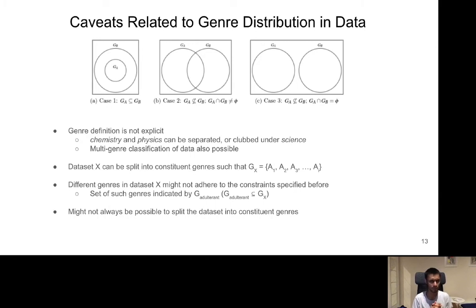So we previously estimated some heuristic constraints, but if a set of genres does not stick to those constraints, like genre X does not have 400 sentences and has a really small average sentence length, then we denote that set of genres as the adulterant genres dataset, and we call it G adulterant. And of course it might not always be possible to split the dataset into its constituent genres.